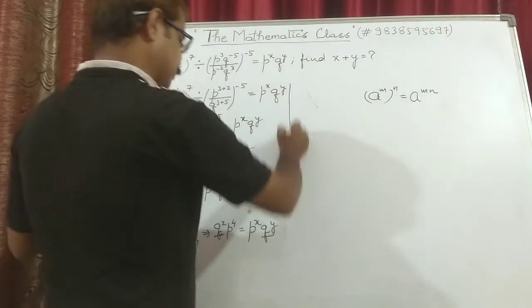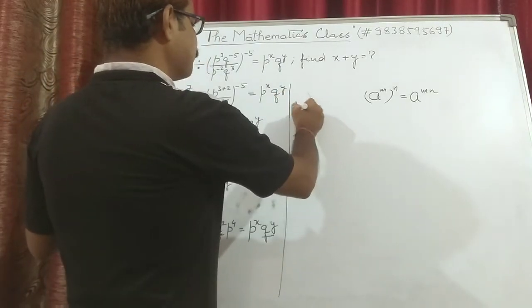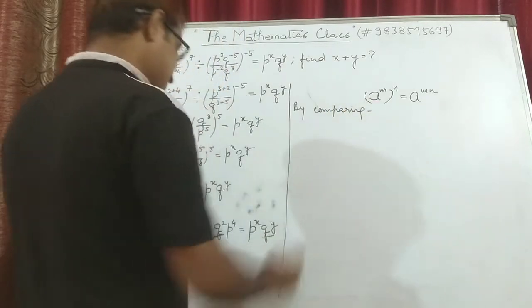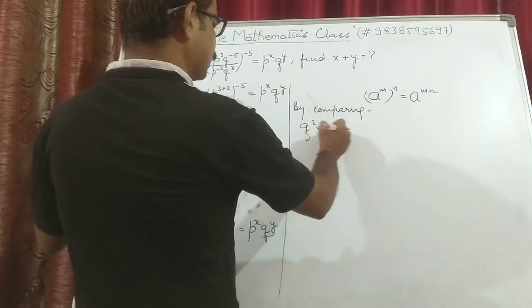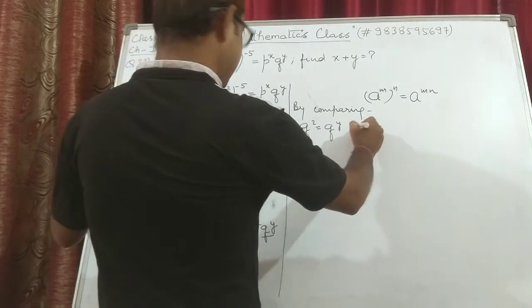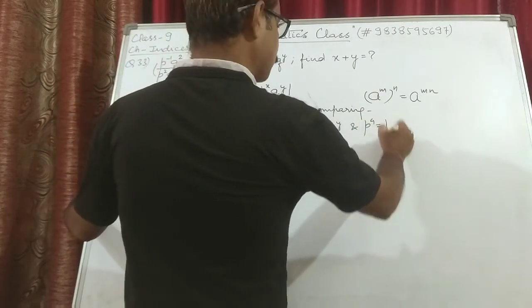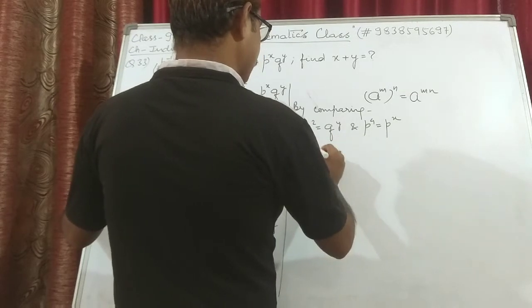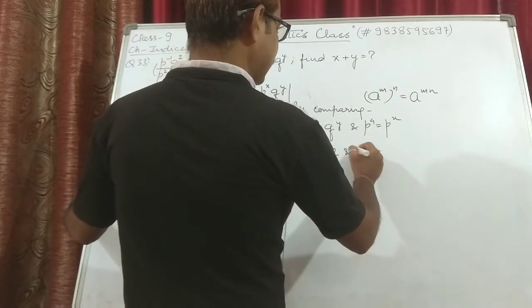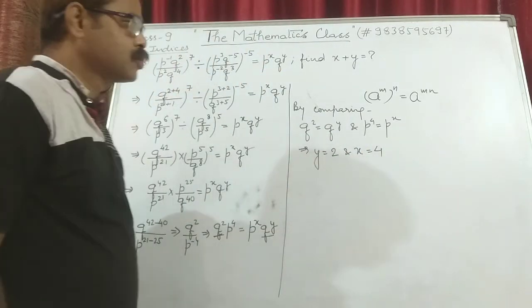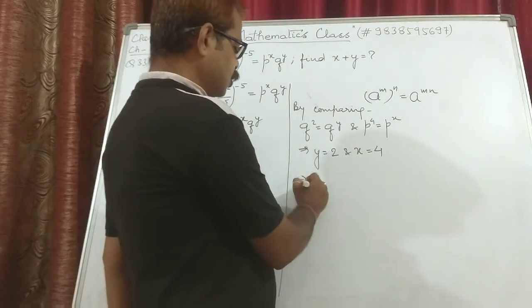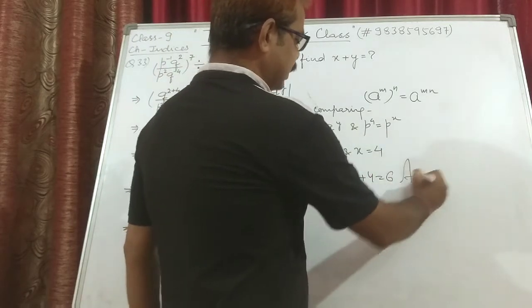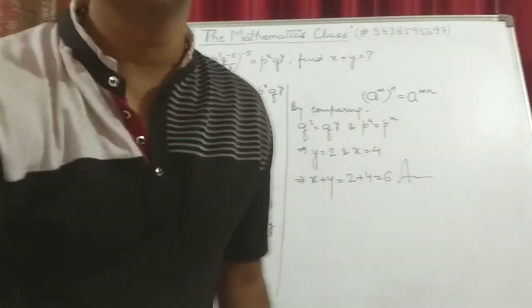So we can say, by comparing, what do we get? q square is equal to q to the power y and p to the power 4 is equal to p to the power x, implies that y is equal to 2 and x is equal to 4. So we have to find the value of x plus y. So x plus y will be 2 plus 4, that is 6, and that is the final value.